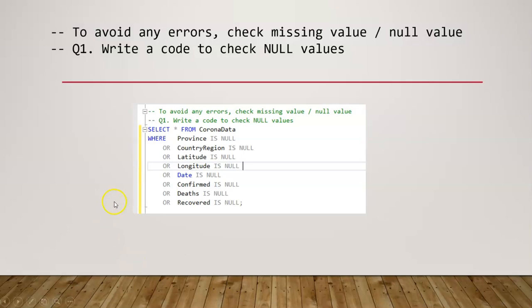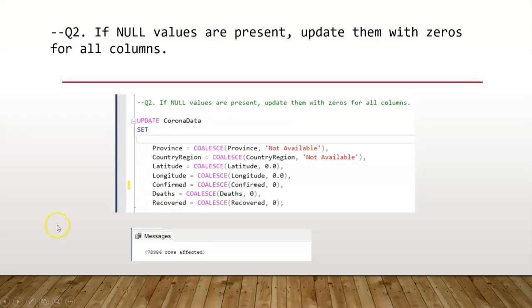Here, by using the where clause, we can check whether any null value is present in any of the columns or not. In case any null values are present, then we can replace those values with some default values, or zeros, or some default statement. So here I have used a few default values to replace the null values.